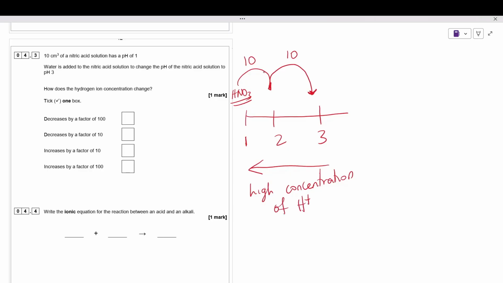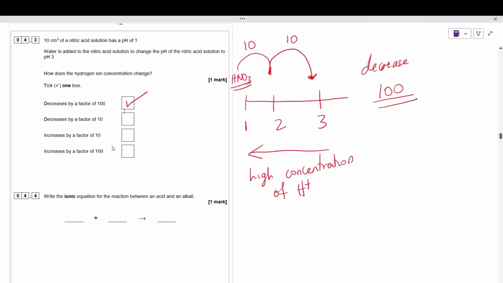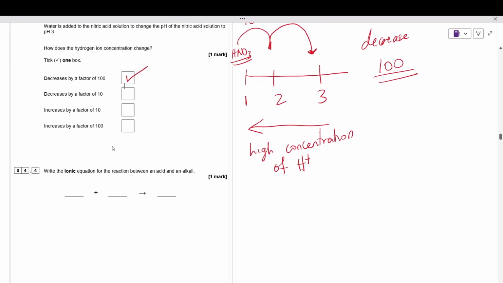So which means going in the opposite direction, we're decreasing that concentration. So we're going to decrease by a factor of 10 times 10, which is 100. So we're going to decrease by a factor of 100 in that case, because we're going from pH 1 to pH 3, which is less concentrated in terms of its hydrogen ion, its H plus concentration.